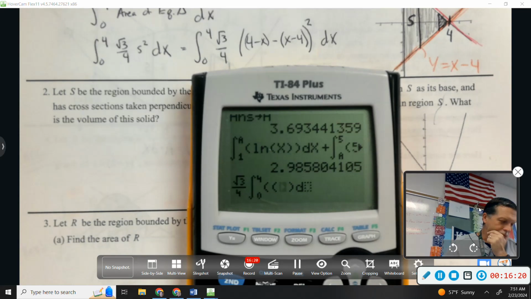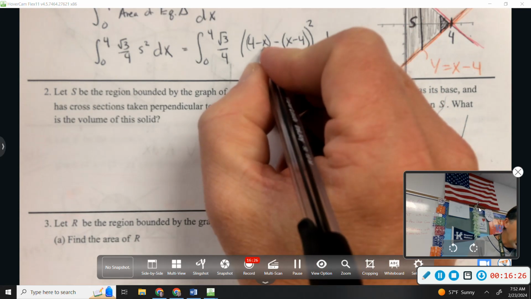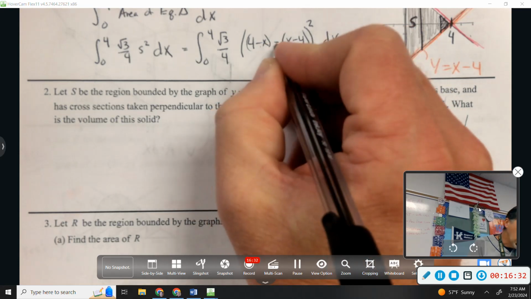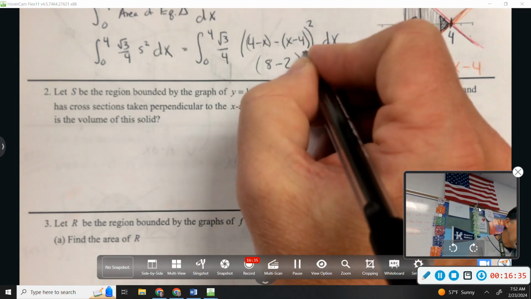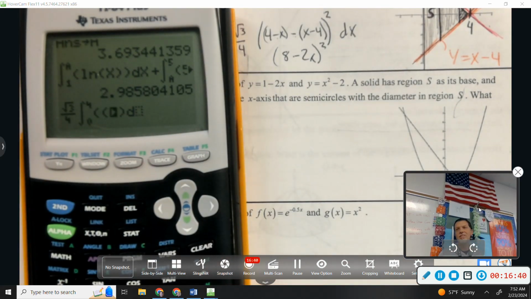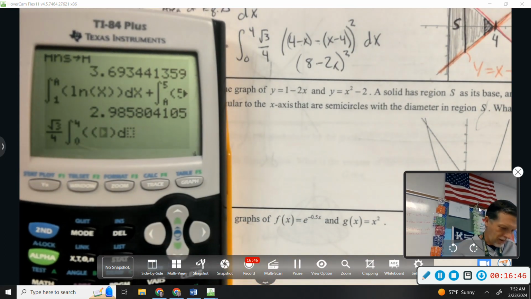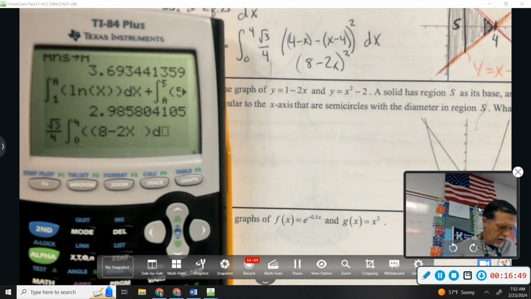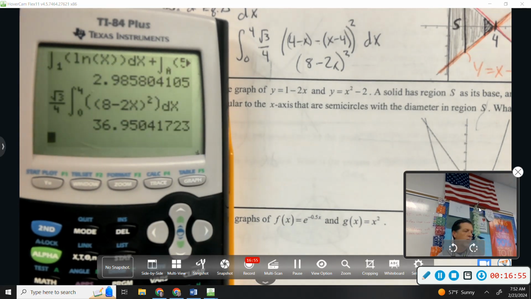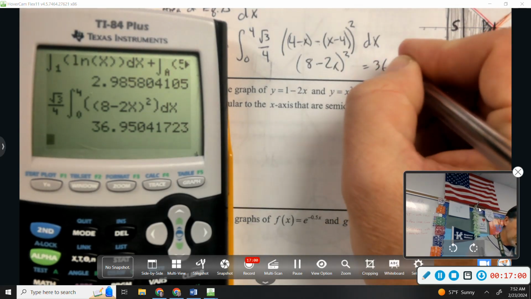Oh boy, I got parentheses everywhere. I wonder if it would be easier to clean this up on my own here. This would be negative x minus x is minus 2x, 4 plus 4 is 8. So I changed my mind. I opted to clean it up on my own so that I would have fewer parentheses to deal with. So again, if you don't clean it up, you've got to handle all the parentheses. 8 minus 2x, squared, dx. And so that area is 36.950.